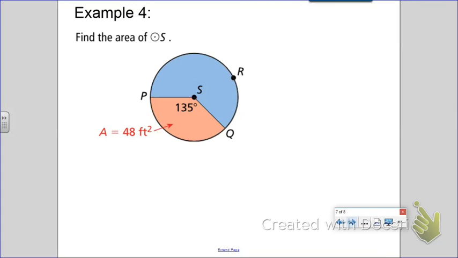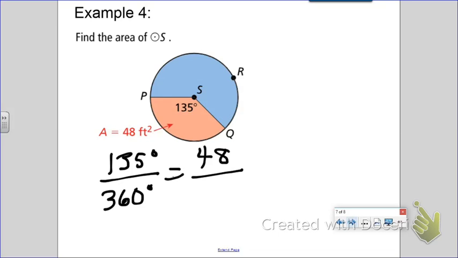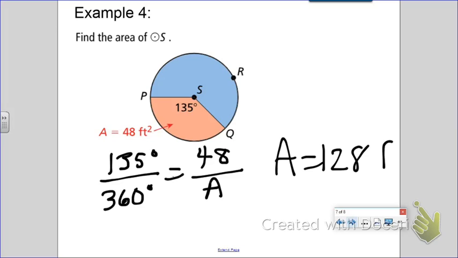In our next example, we're finding the area of the circle. So we're given the area of the sector, and we want to find the area of the circle. I'll set up a proportion, so we take 135 over 360 is equal to the area of the sector, 48, over the area of the circle. I'll call it A for area. If I cross multiply, take 360 times 48, and then divide that by 135, we get 128 for the area of the circle, and that would be in square feet.